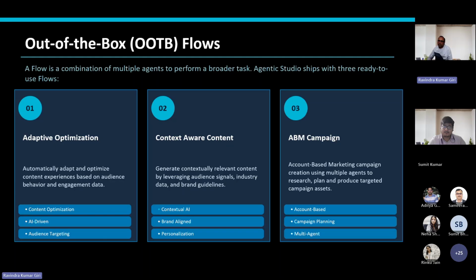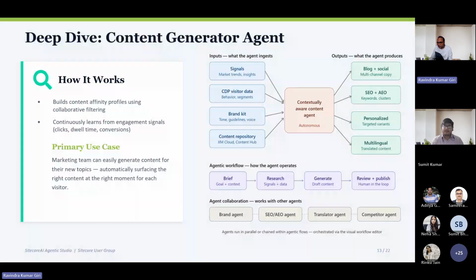Okay, there are 3 out-of-the-box flows. As I mentioned, the flows are nothing but a combination of multiple agents combined. So, for example, if I have to achieve some of these items like SEO and personalized things, I can combine multiple agents. You can see these are collaborations. There will be an SEO agent, translator agent, brand agent. So we can combine all these, and these are the main flows to achieve multiple tasks.